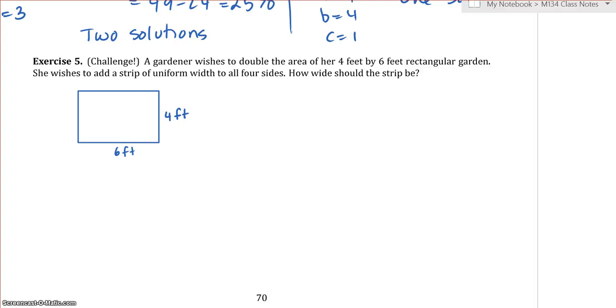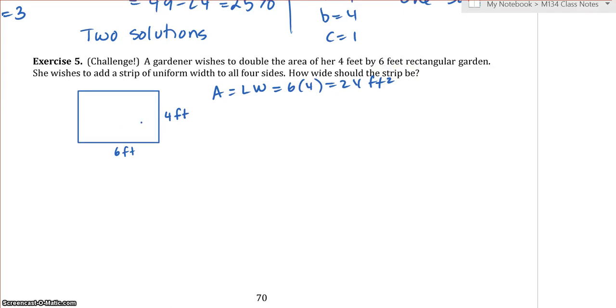So if you're not sure where to start, I'm going to start by drawing a picture. The gardener wishes to double the area of her 4 by 6 foot rectangular garden. So I decided to draw a little rectangle and label one of them 6 feet and the other 4 feet. The area of this rectangle is 24 feet squared. We know that the area is the length times width, which is 6 times 4, which is 24 feet squared. Okay, so she wants to double this.